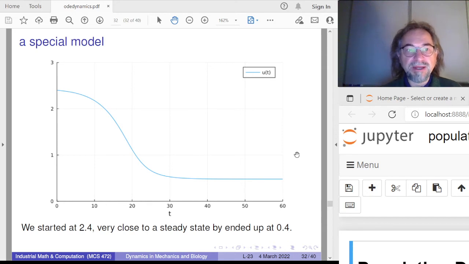And actually what happens is that it drops to the other equilibrium, 0.4. So as the birds are starting to notice the worms, they get eaten at a much faster rate than they can recover. So the equilibrium 2.4 is actually not a stable equilibrium.